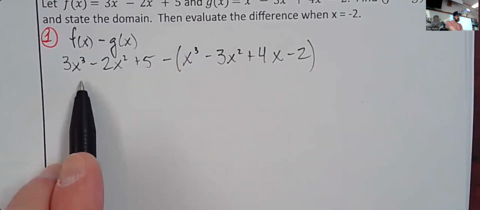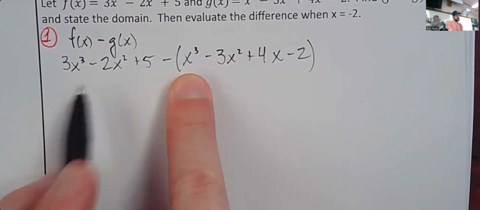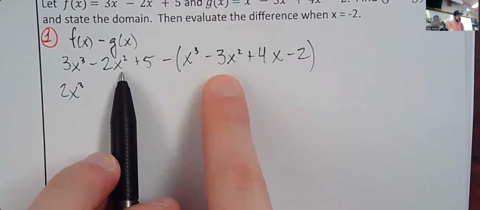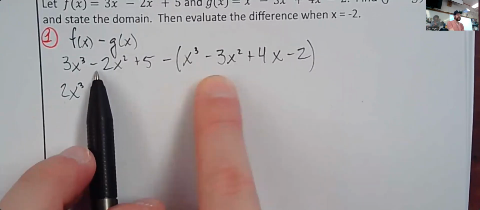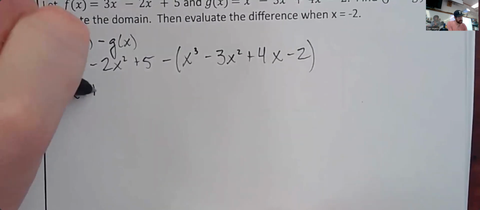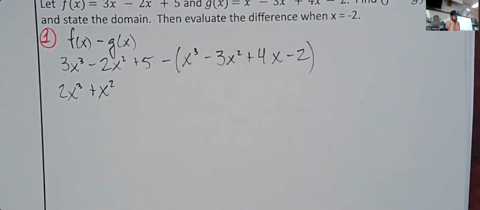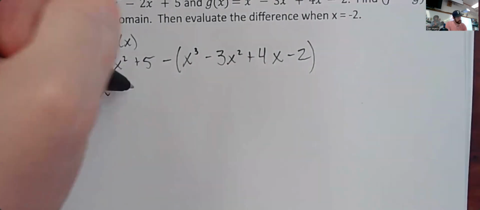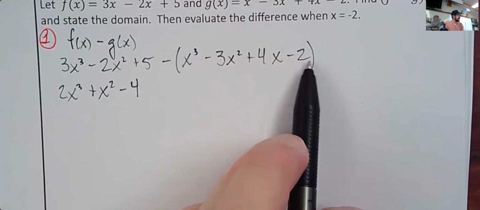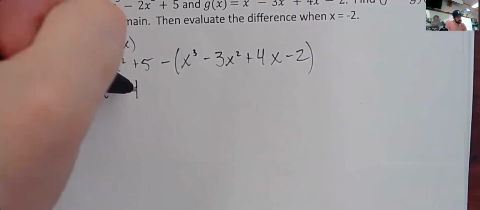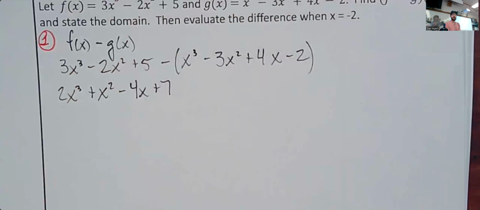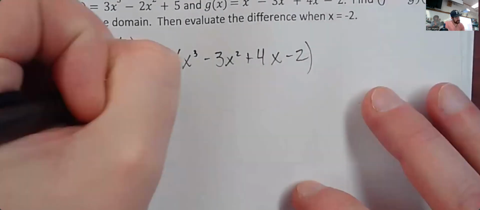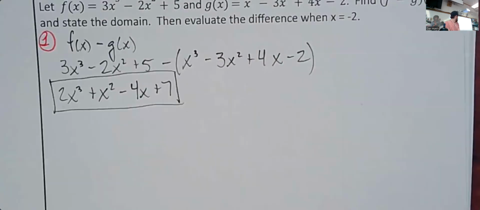So 3x cubed minus x cubed would be 2x cubed. Negative 2x squared minus negative 3x squared would be negative 2 plus 3, which is 1. So that would just be plus x squared. There isn't an x here, so this will be minus 4x. And then we're taking 5 and subtracting negative 2, which is the same as adding 2. So that'll be minus 4x plus 7. So this is our function f minus g of x.